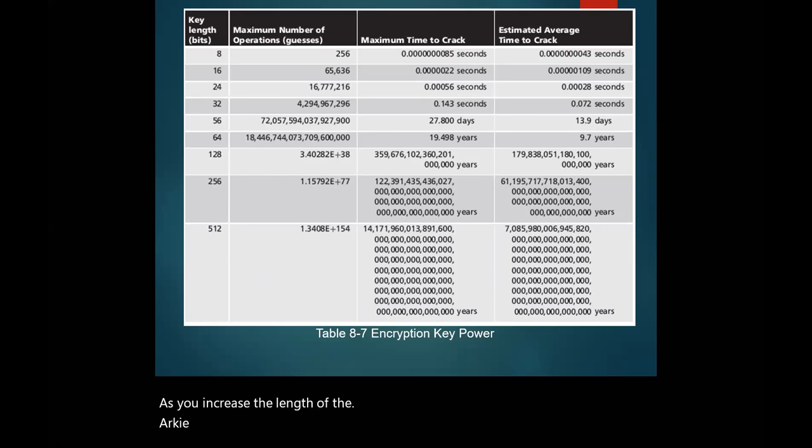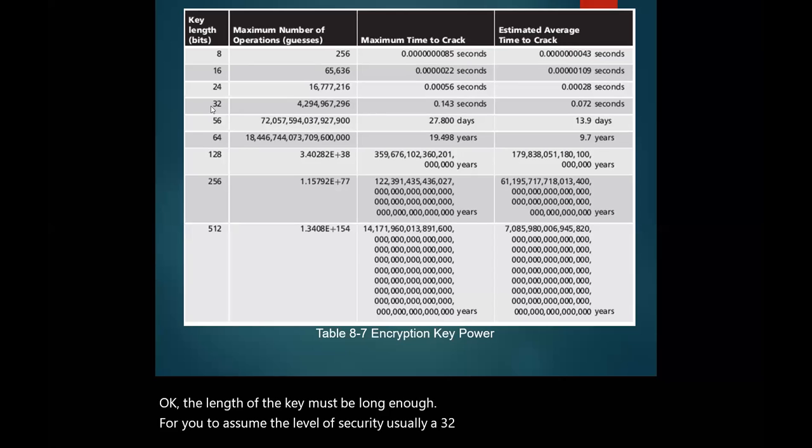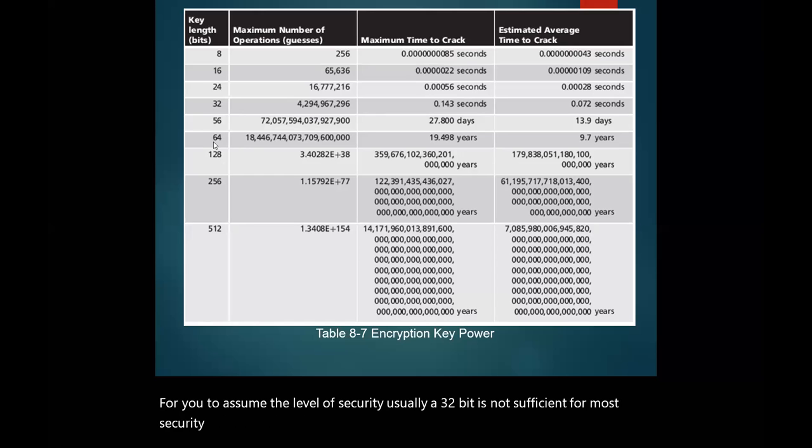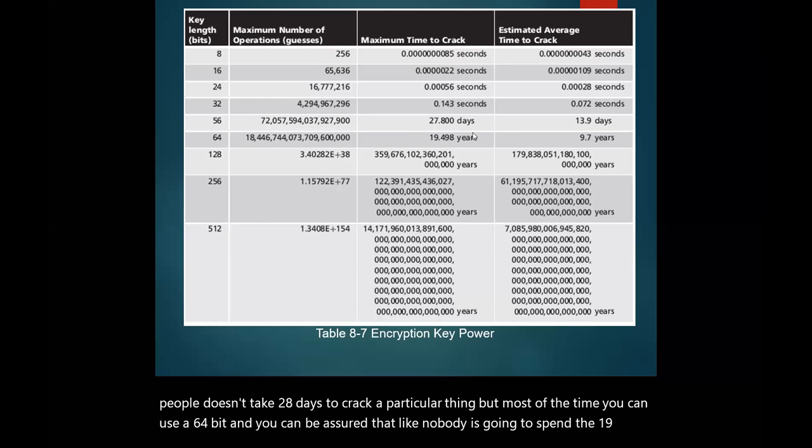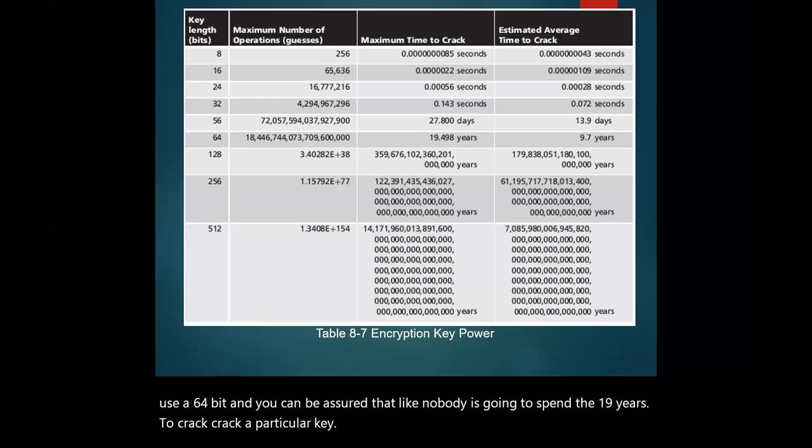The length of the key must be long enough for you to assume the level of security. Usually a 32-bit key is not sufficient for most security purposes. They use 64-bit encryption or 56-bit at least. 56-bit key length you can use for financial services, where people don't take 28 days to crack a particular thing, but most of the time you can use a 64-bit key and be assured that nobody is going to spend 19 years to crack a particular key, right? So is that making sense, guys?